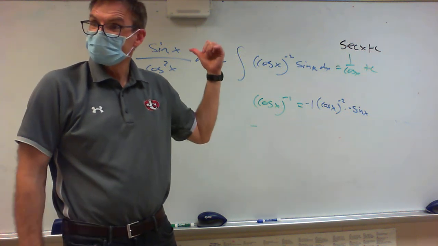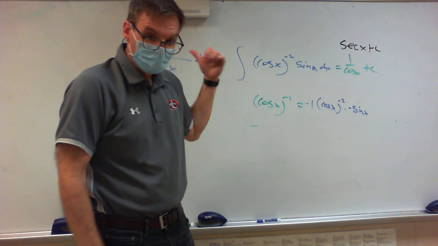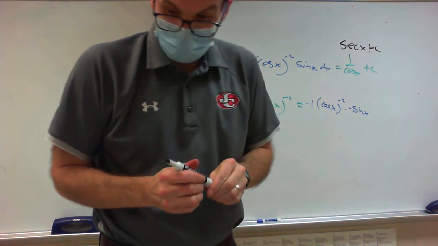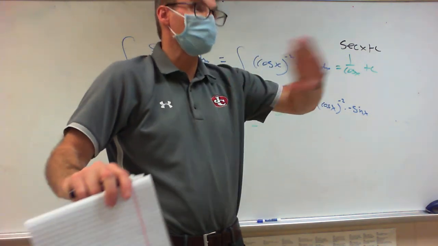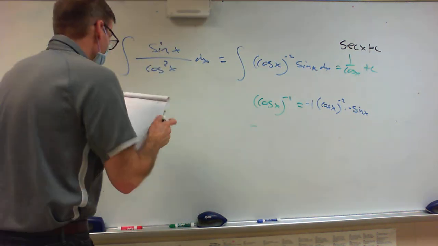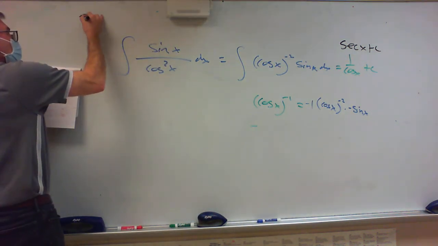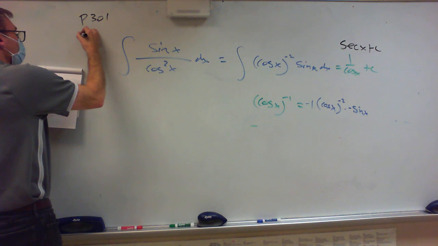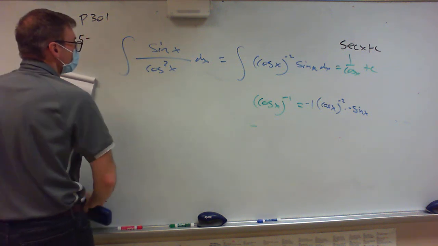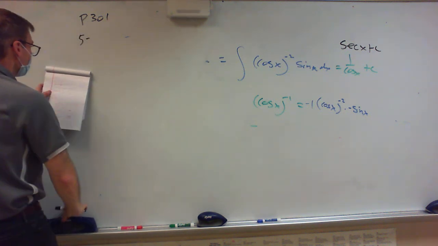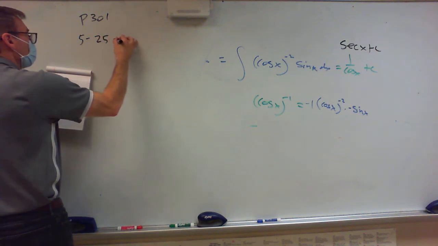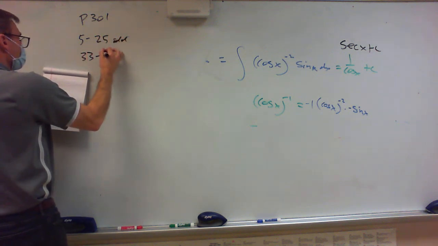Does this make sense? All right. So here is your homework. I'm having issues getting it to distribute to OneNote. It's in your textbook. It's page 301, 5 through... Oh, good, because you've got 10 minutes. So we'll start work on that. 5 to 25 odd, and then 33 through 41 odd.